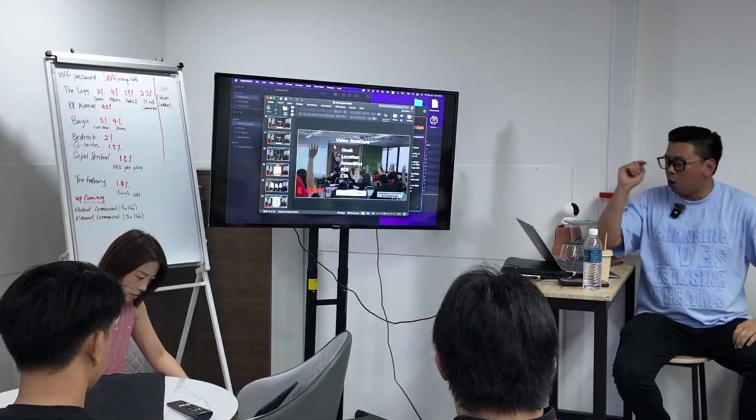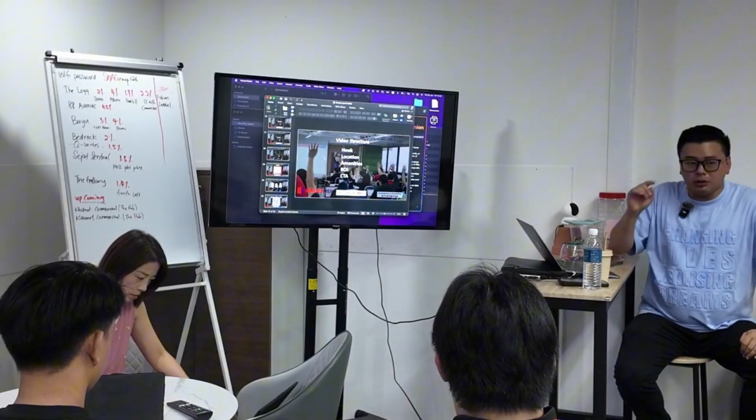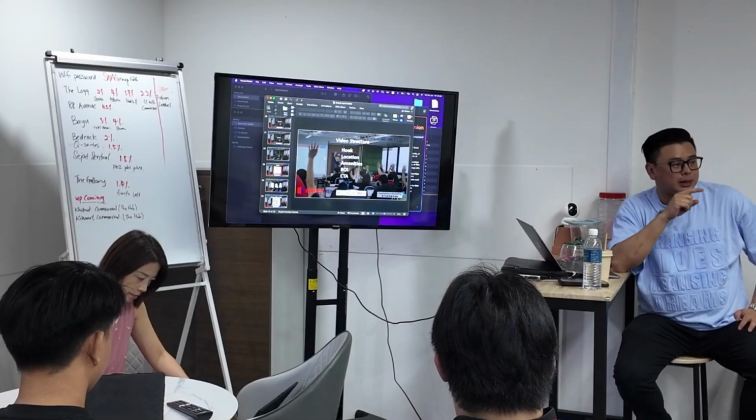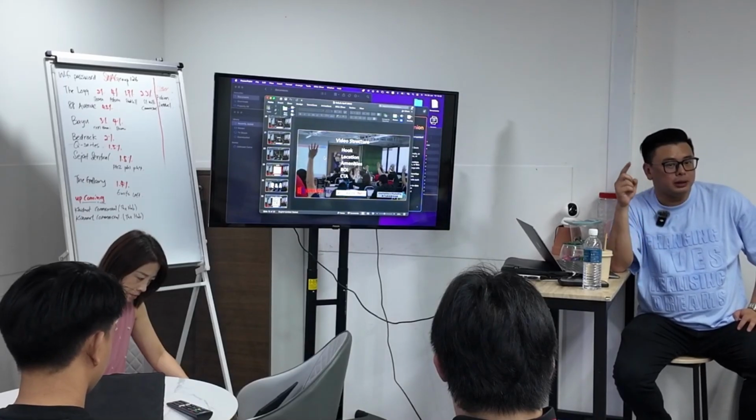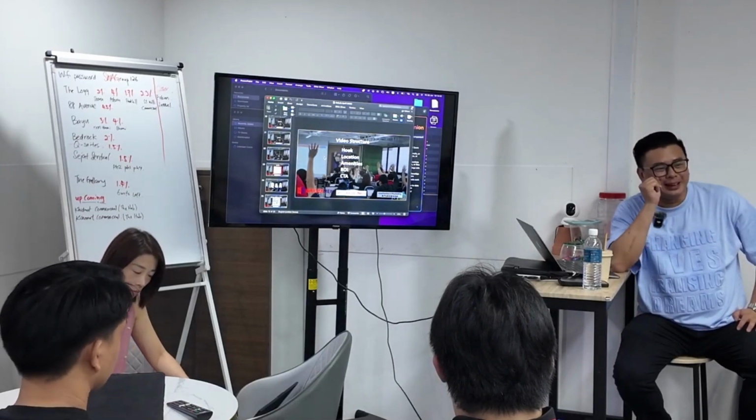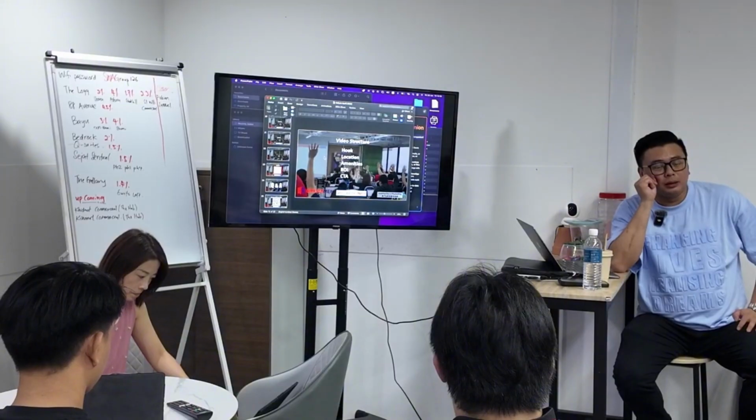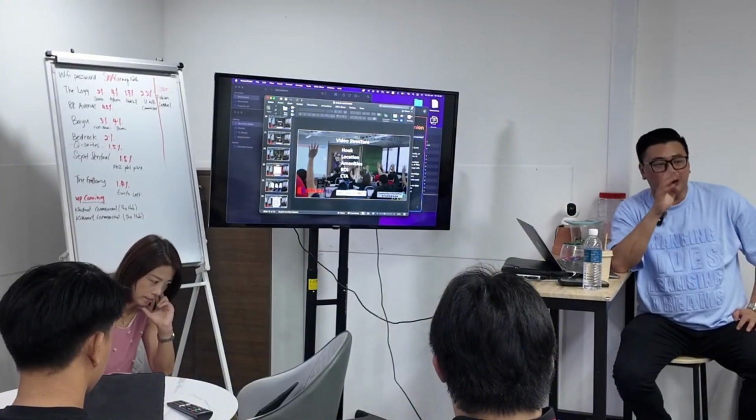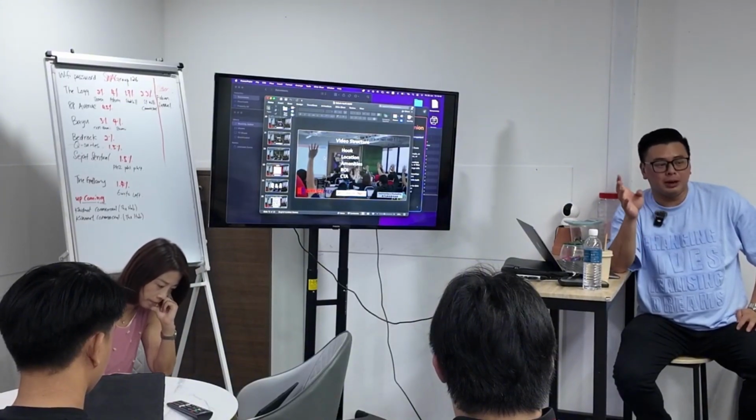Okay, let's break this down. Hook. Just now you saw I tried different hooks, right? For example, this is going to be the landmark in KK, in Sabah. Can you believe it? And also, I will show you the property in Sabah.